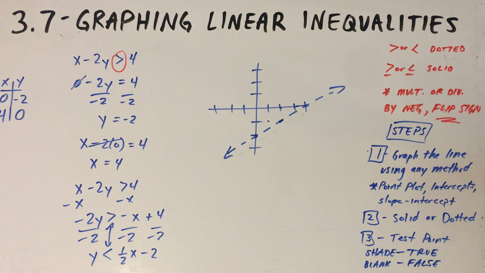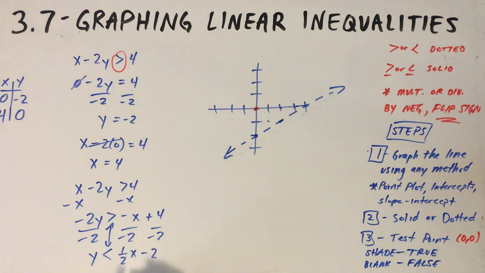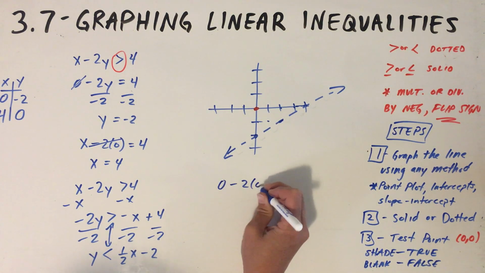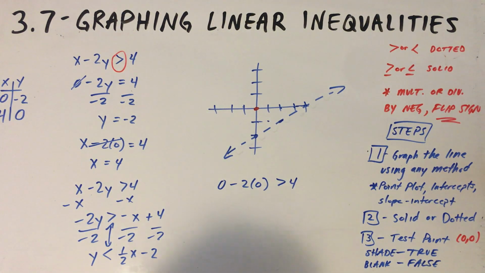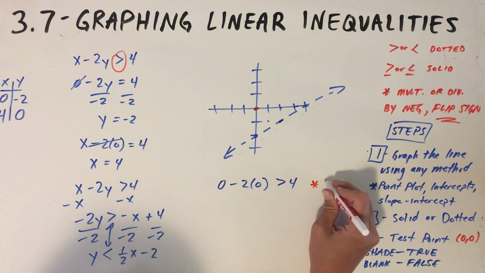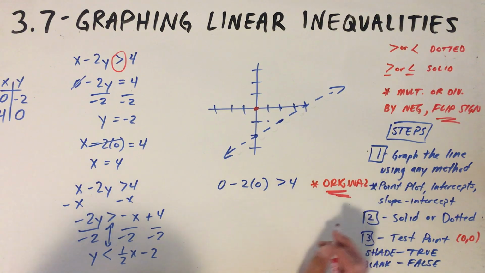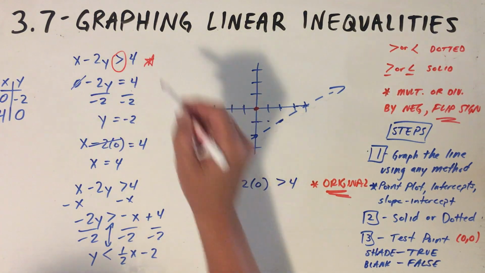Now I'm going to choose a test point. The easiest test point to choose if it's not on the line is (0, 0). So I'm going to say, hey, is this point right here true? Well, let's plug in (0, 0). If I plug in 0 for x and 0 for y, here's another tidbit. Always, always, always plug the test point into the original equation or inequality, because if you forgot to flip this sign, you're going to mess up. So always plug the test point into the original equation right here.